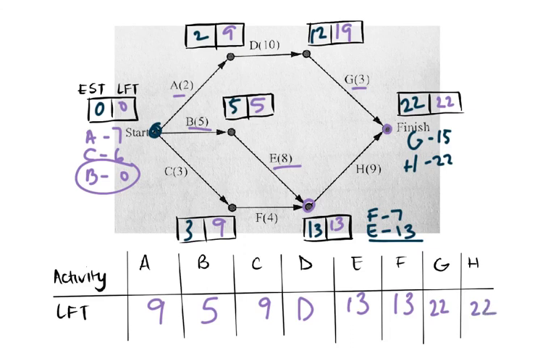Sometimes with these questions, they'll break them up, but really what we're trying to do is find the latest finish time. We do that by using a backward scan. And remember, if you've got two or more activities that meet into one vertex, you want to find the smallest value, and that will be the latest finish time.